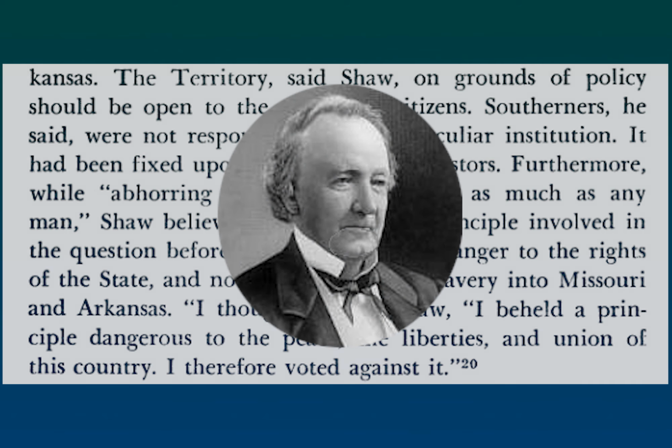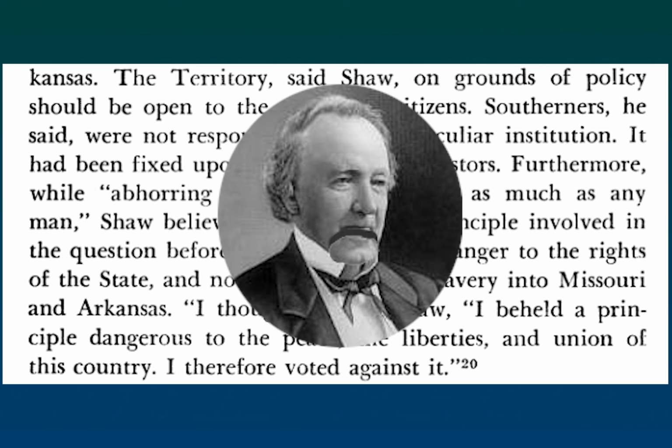Henry Shaw was one of the 15 Northerners who voted against the amendment, and one of the 10 legislators who had also voted down Talmadge's amendment. He explained that Congress had no right to limit a state's sovereignty, that this interpretation of the Constitution opened it to questioning, and that he saw it as a principle dangerous to the peace, the liberties, and union of the country.